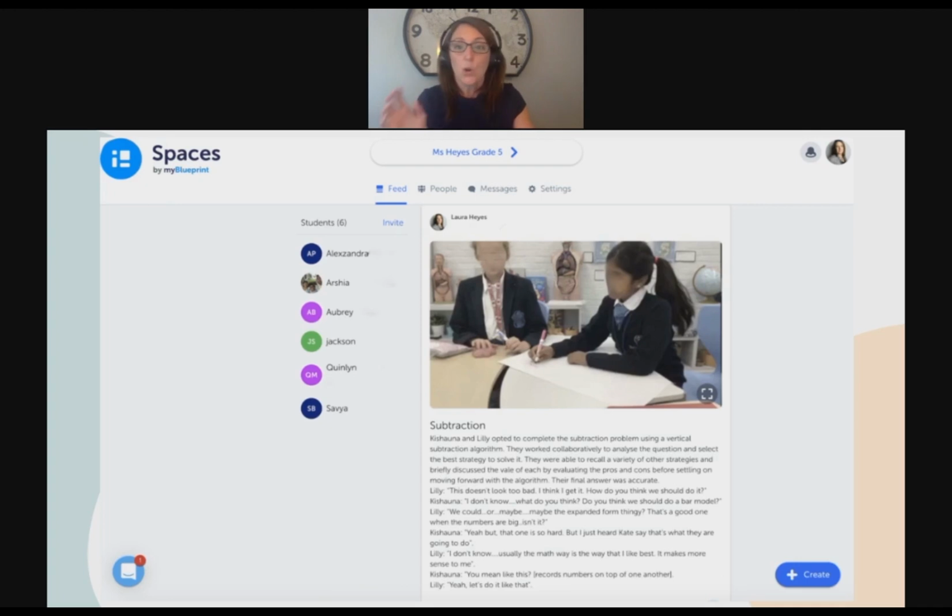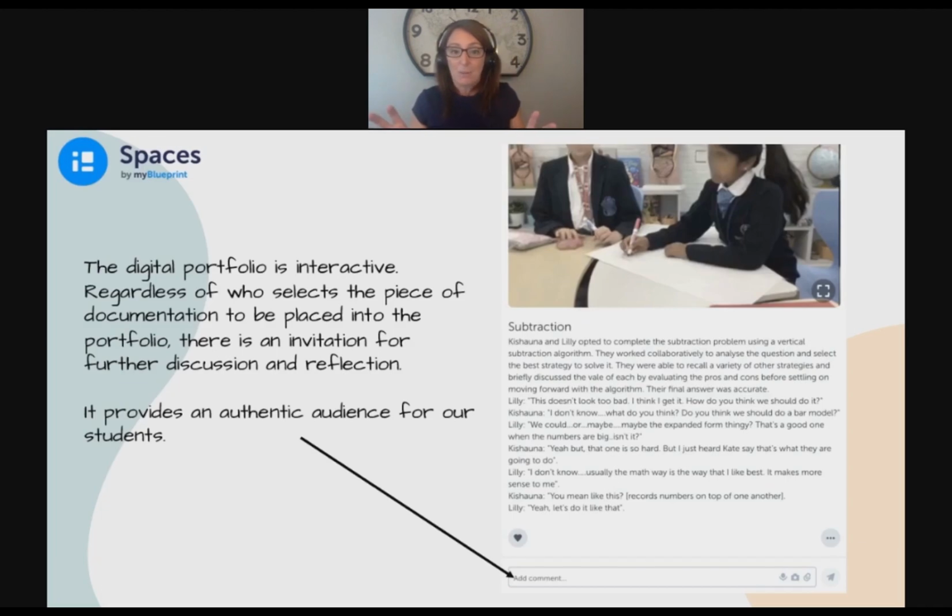Okay, so regardless as to who adds the original image, the amazing thing about it is that with a digital portfolio, there can then be ongoing interaction. So if I add an image and I add my analysis, I can put a question in there to provoke more thinking, further reflection from the student. If the student adds the image, the student adds the analysis, and it's a bad reflection, I can go in and provoke the student to think more deeply about it.